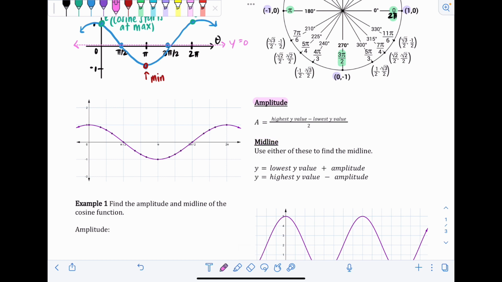The midline is a horizontal line that cuts the graph in half. So that pink line, that's y equals 0. That would be the midline. All parent functions for sine and cosine have the midline at y equals 0, but it can move up or down depending on what actual function you're given. And then the amplitude is the distance that the highest or the lowest point is away from the midline. So our max is right here. This distance is 1, so that would be the amplitude.